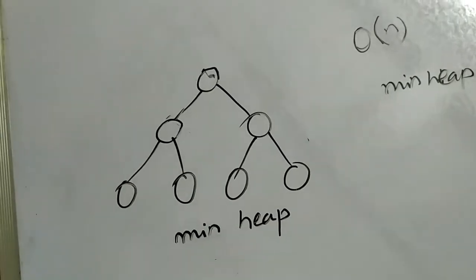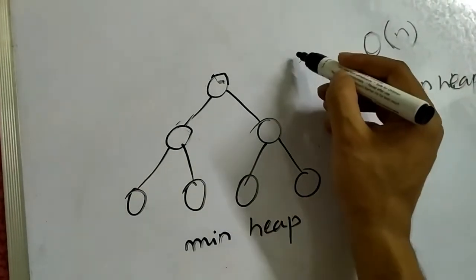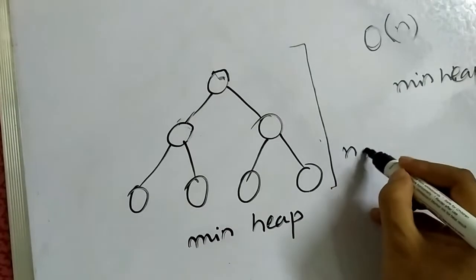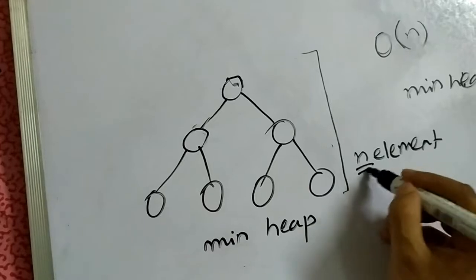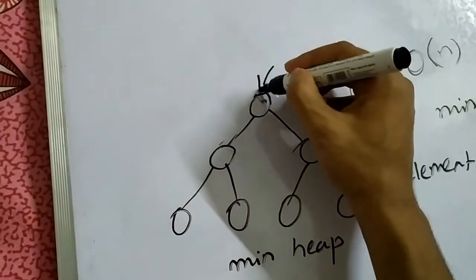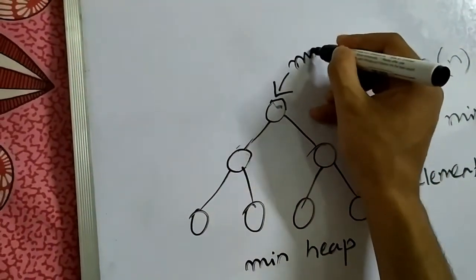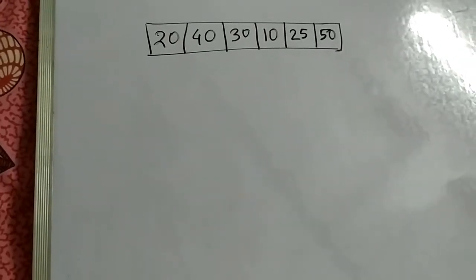If you are familiar with heap, then you will know that if I have a min heap of n elements, that is, the size of the heap is n, then we can say the root element of this min heap is the minimum one. Now we will see how to find out the kth maximum using a min heap.